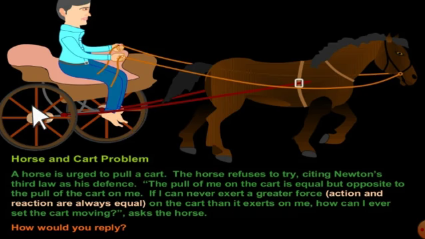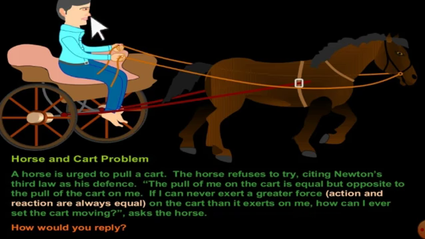So equal and opposite reaction means what? The cart will not move, okay. Depending upon this, action and reaction are equal and opposite due to Newton's third law. If I pull, it will never move, the horse said. Then what will you say to the horse? What will be your reply, or how would you reply to the horse?